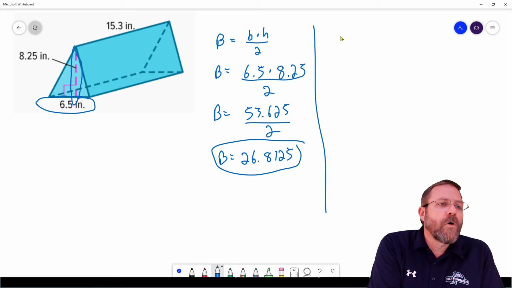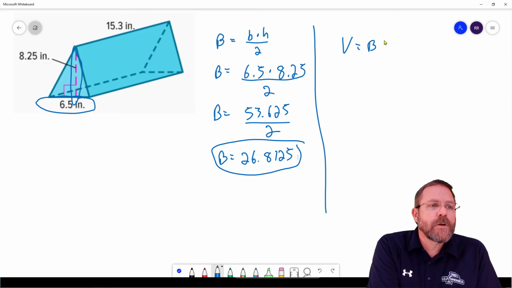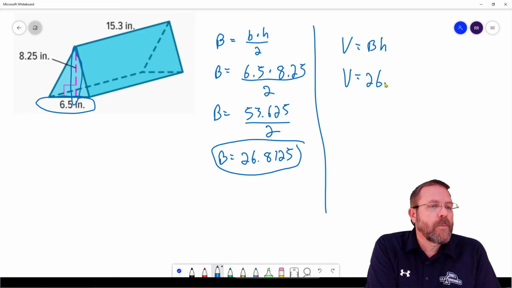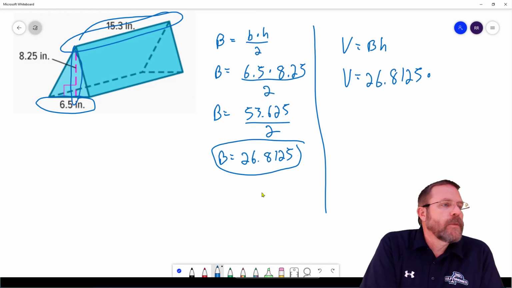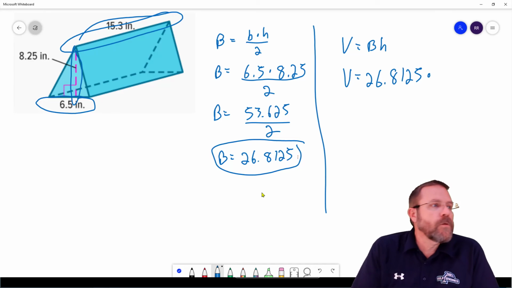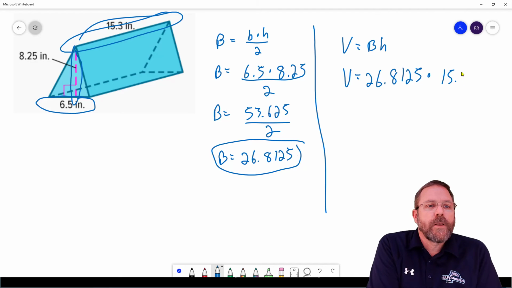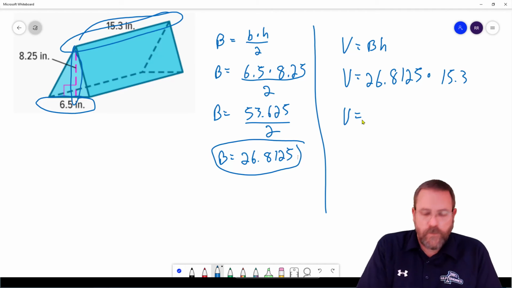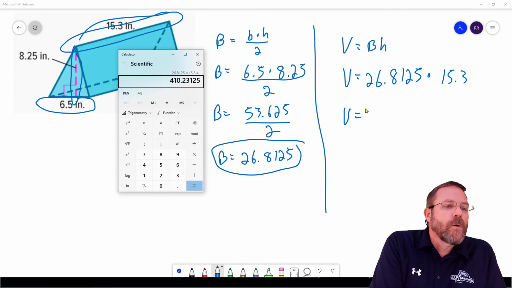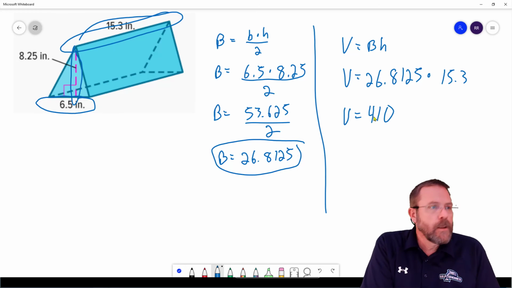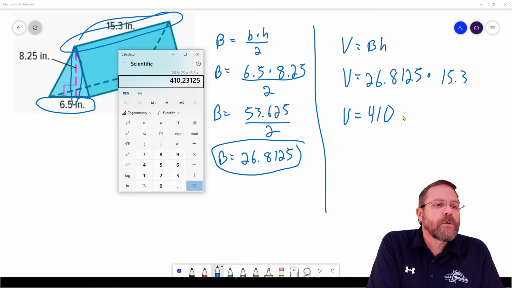Now we have to find the volume of our prism, which is base area times height. Volume is equal to the base area we came up with, 26.8125, and the height, that's going to be this distance right here. The distance between our parallel triangular bases, that's going to be 15.3. From here, volume is equal to 26.8125 times 15.3. And when we do that, we get 410.23125.